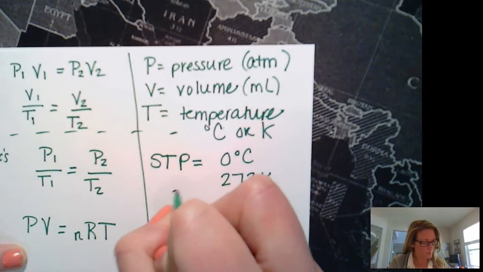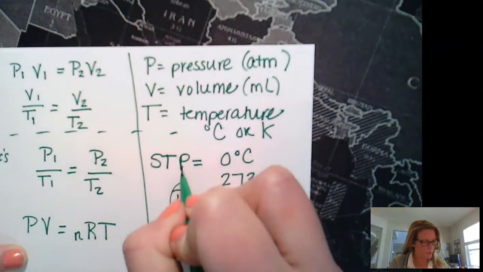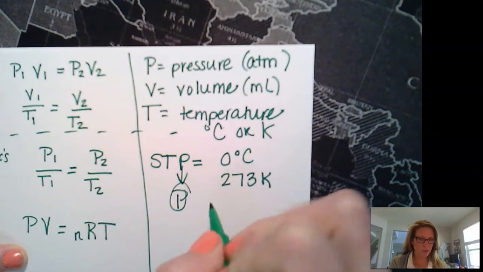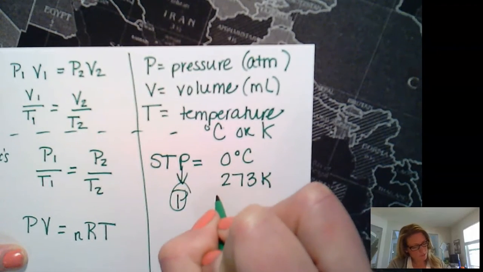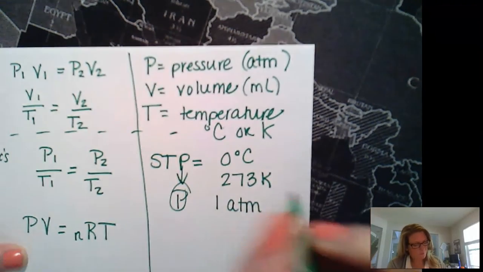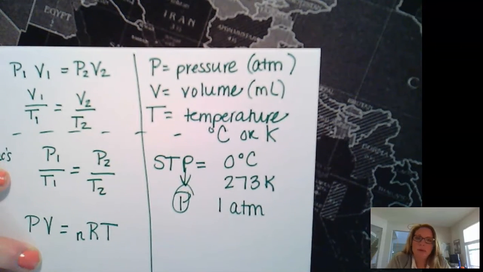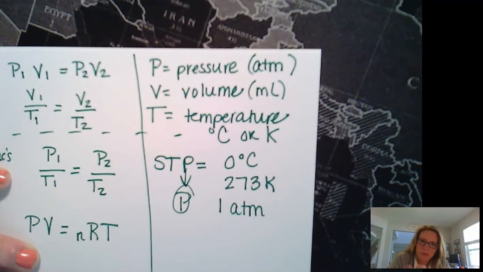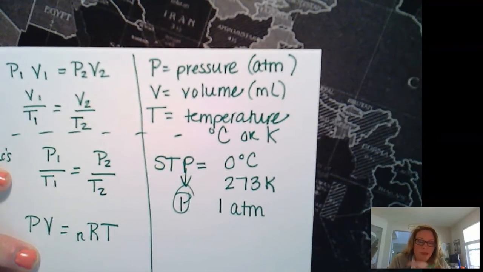Standard pressure, the pressure part of that, this is temperature, obviously. The standard pressure is 1 atmosphere. So at sea level, the pressure is 1 atmosphere, and then the temperature would be 0 degrees Celsius or 273 Kelvin. Those are the most important things that you probably need to know, and we'll come across any more as we go through these problems.